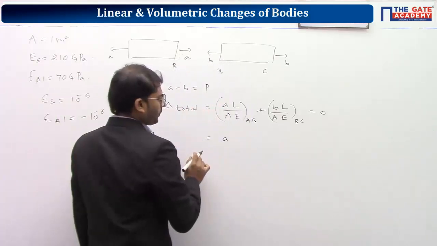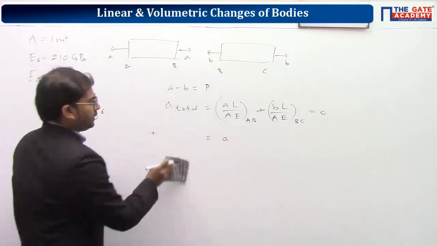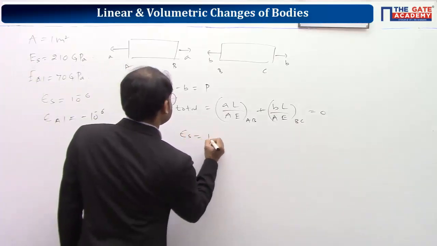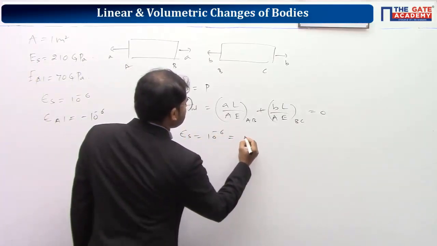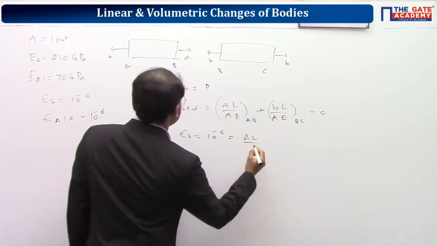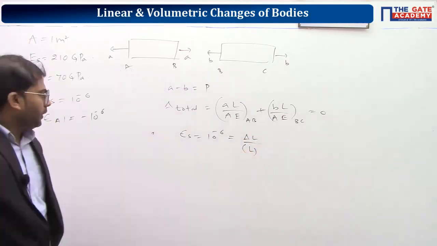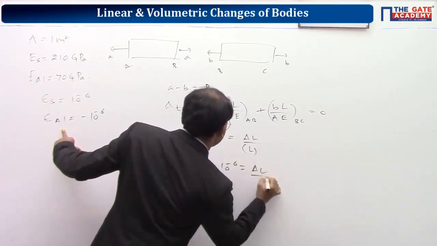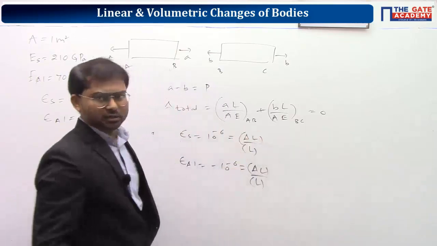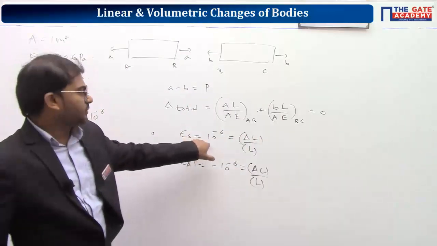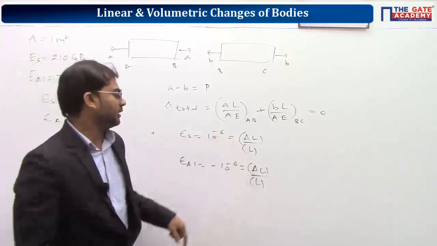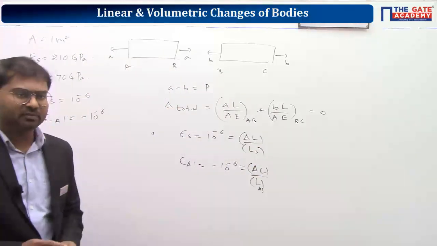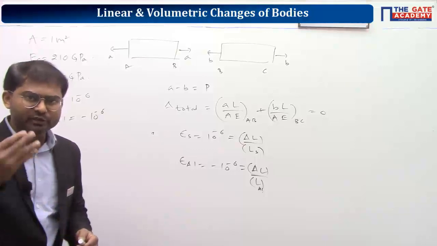Here they have directly given us the values of strains. The strain of steel is 10 power of minus 6, which is nothing but change in length of the steel by original length of the steel. And strain of aluminium is minus 10 power of minus 6, equal to change in length of aluminium by original length. So change in length of steel is 10 power of minus 6 into L by 2, because the length of the steel is L by 2. The length of aluminium is also L by 2, so both have the same length. So elongations will also be of the same magnitude but opposite sense.